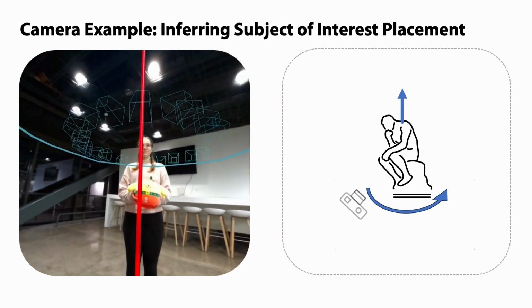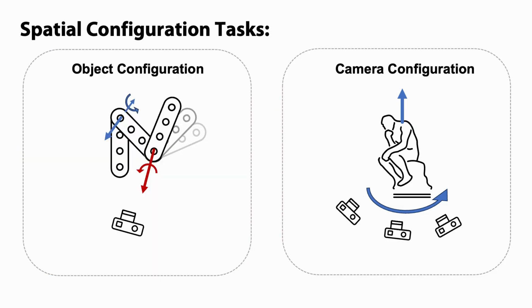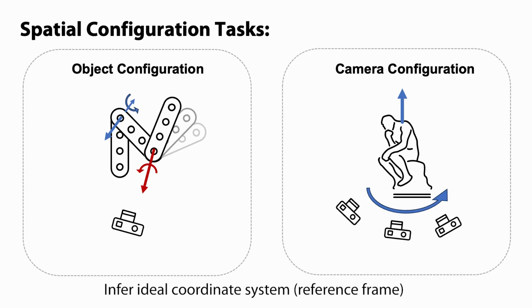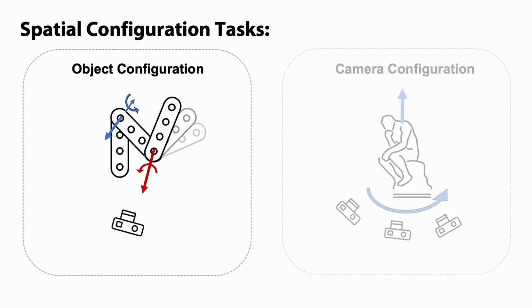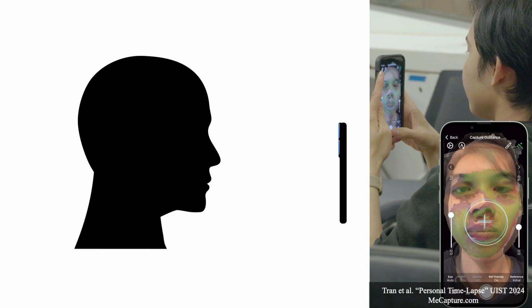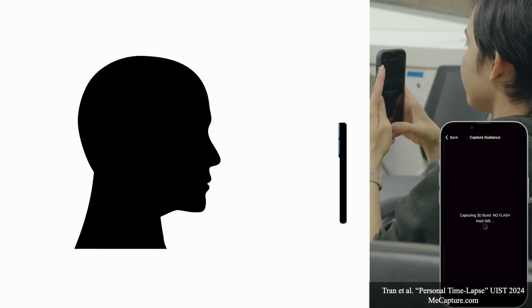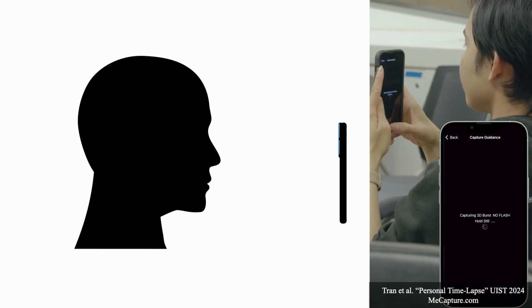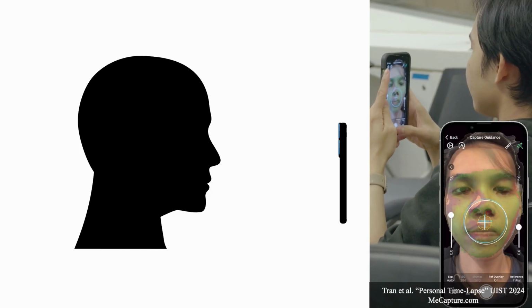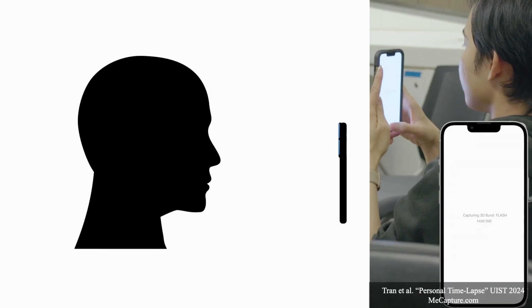A key insight of our work is that both scenarios can be addressed by inferring an ideal choice of coordinate system for representing the given configuration task. To see what this means, let's take a closer look at an object configuration task related to our previous work on capturing time-lapse of the human body. In that work, we built a healthcare application that lets people track long-term changes of their body over time. And in this example, our AR guidance helps users photograph their own head from a specific position and angle.